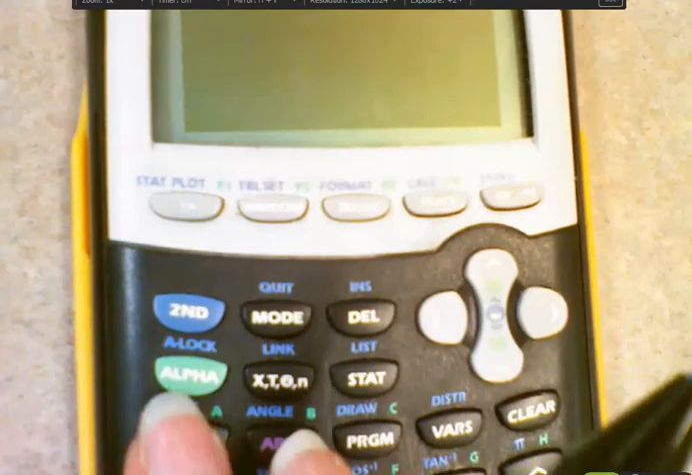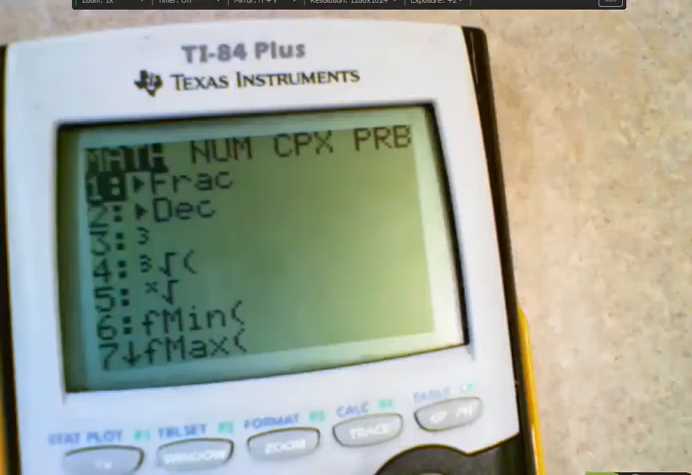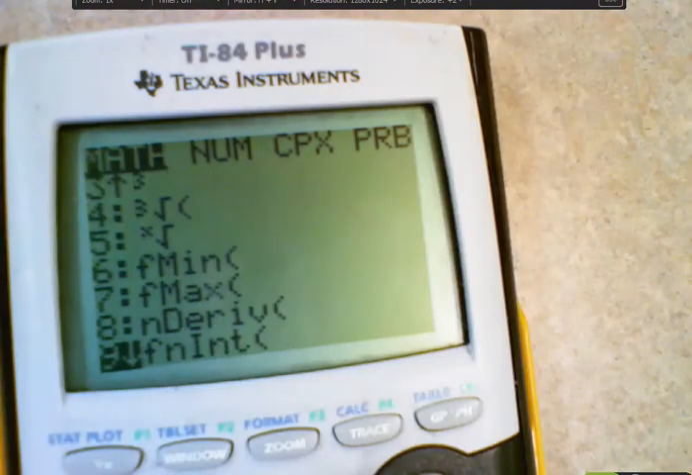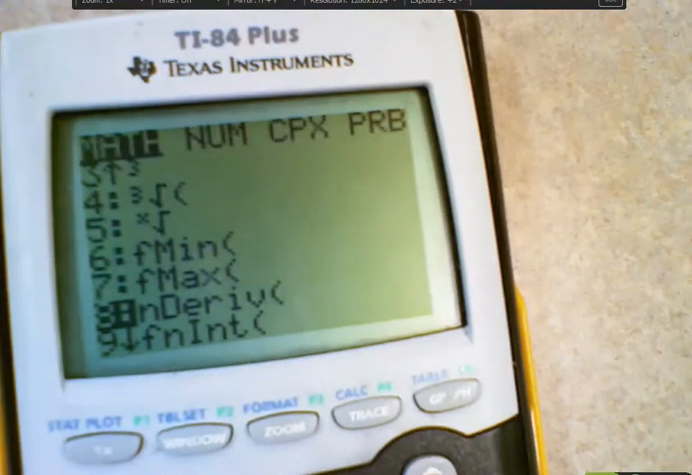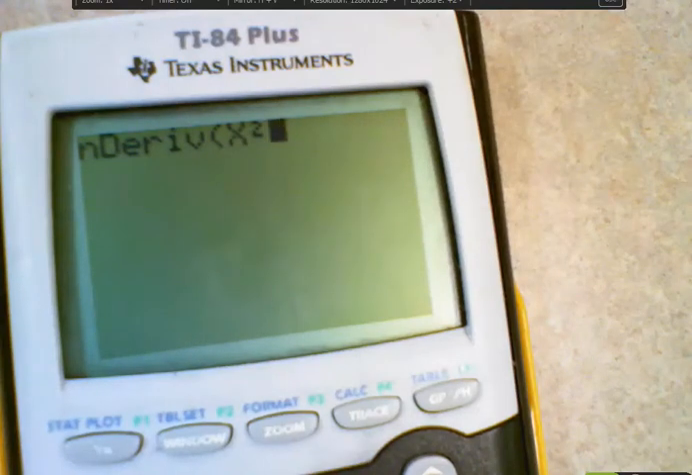You're going to go to Math, go down to option number 8, which is the derivative, and enter in your function x squared. It's in terms of x, so comma x, and we want to evaluate it when x is 2. Okay, push enter, and you can see that we also get 4.